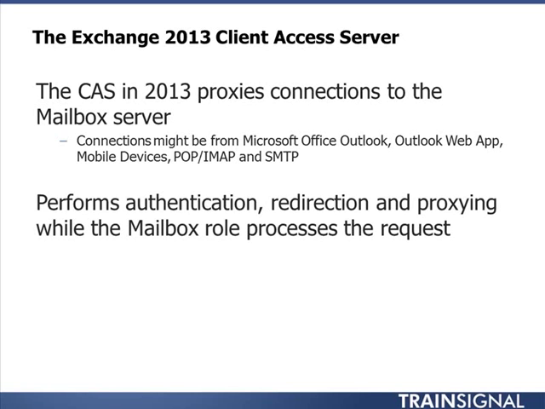It performs authentication, redirection, and proxying while the mailbox role processes the request once the mailbox role gets that request. And the CAS server has 2 services, which we'll discuss in a moment. It has the client access service and the front-end transport service. So that client access service provides the authentication and the redirection, and it works as a proxy to that mailbox server. But the front-end transport service offers the protocol, connection, recipient, and sender filtering, and it also helps to determine which server is the proper active mailbox server for the request that's coming in.